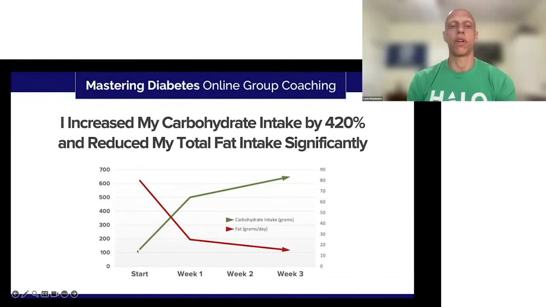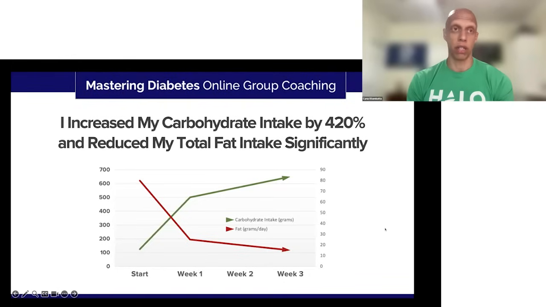And my carbohydrate intake went up significantly. It started about 100 grams per day. And then by the time I was done with week 1, I was at 500 and then eventually up to 600 grams of carbohydrate per day. So I was effectively trading fuels. I was eating more carbohydrate for less fat.